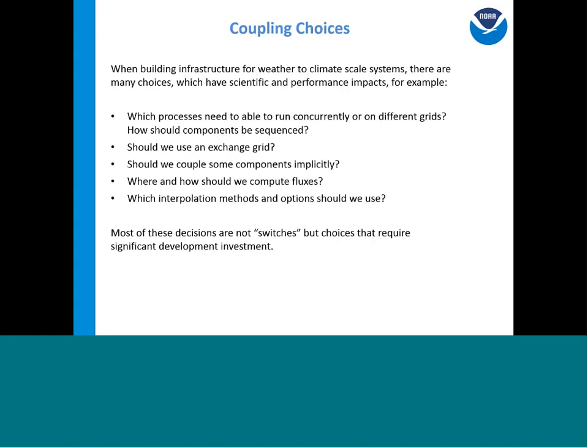So when building infrastructure for weather to climate scale systems, there are many choices which have scientific and performance impacts. For example, which processes need to be able to run concurrently or on different grids? How should components be sequenced? Should we use an exchange grid for all timescales, for some timescales? Should we couple some components implicitly? Where and how should we compute fluxes? What interpolation methods and options should we use?